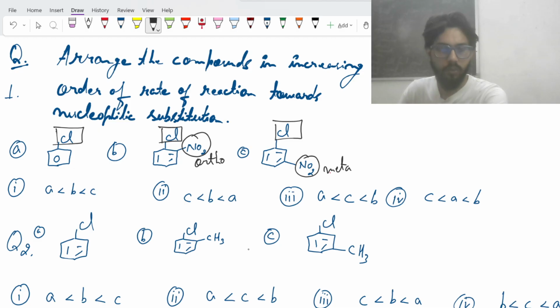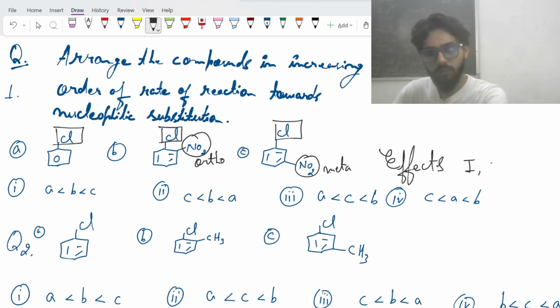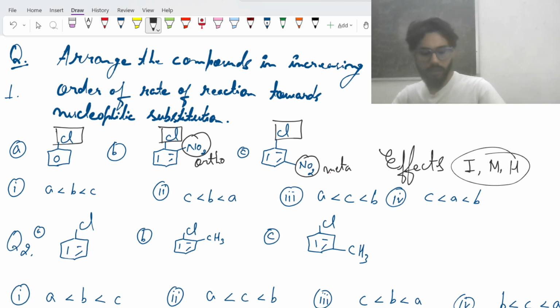Okay, so what we need to understand, and the key points that we should keep in mind while doing this question, are the basic effects in organic chemistry. And what are those effects you should be aware of? These: inductive effect, mesomeric effect, hyperconjugation effect. So these are the things that we need to keep in mind while solving this question.